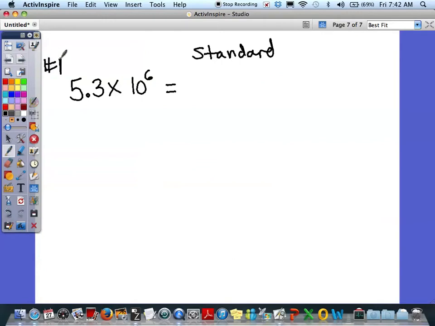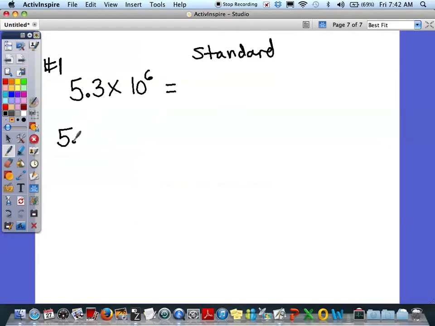But if I have a problem like 5.3 times 10 to the 6th power, how would I take this number that's written in scientific notation and turn it into a number that's in standard form? That's really the question. There's not a whole lot of vocabulary for this lesson. Just keep in mind that I want you to be copying down the example problems. So this is example 1. This is just a multiplication problem.